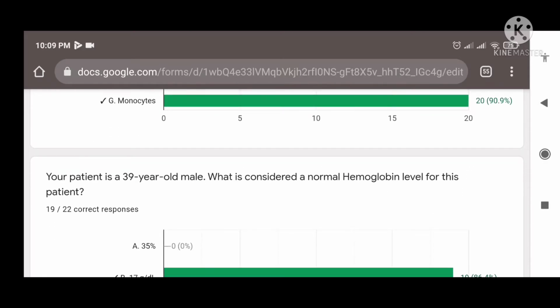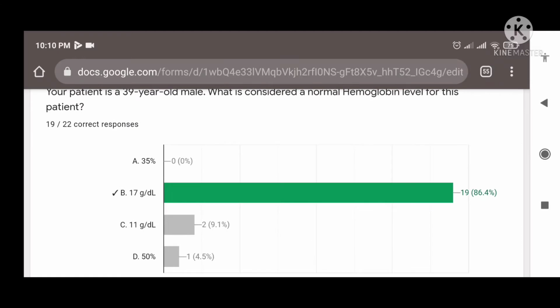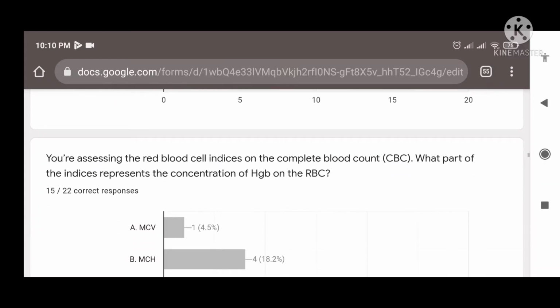Next question: your patient is a 39-year-old male. What is considered a normal hemoglobin level for this patient? This is a tricky question, and the examiner only wants to ask the hemoglobin level for the adult male. Among these, 17 gram per dl is the right answer, because 11 is decreased, and 50% and 35% are not the right answer to this question.